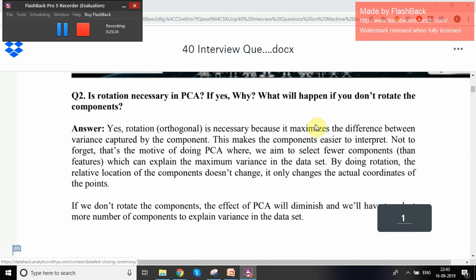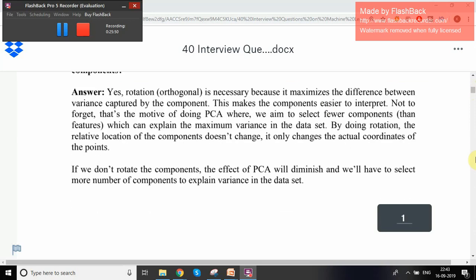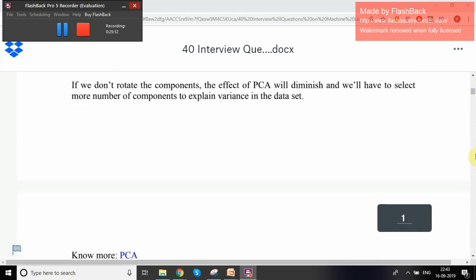Is rotation necessary in PCA? If yes, what would happen if you don't rotate the components? If you don't rotate the components, obviously the PCA doesn't make any sense, because PCA is nothing but principal component analysis. The components selected at the very first step don't change, so they change according to the rotation. If you rotate the components, the effect of PCA will diminish, and we have to select a larger number of components to explain the variance in the data.